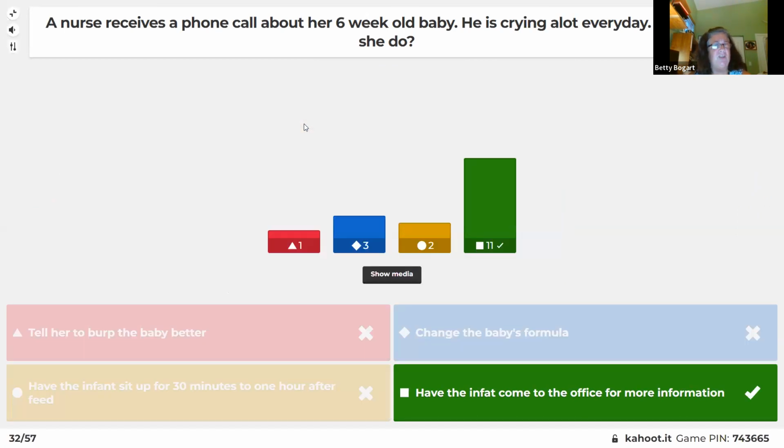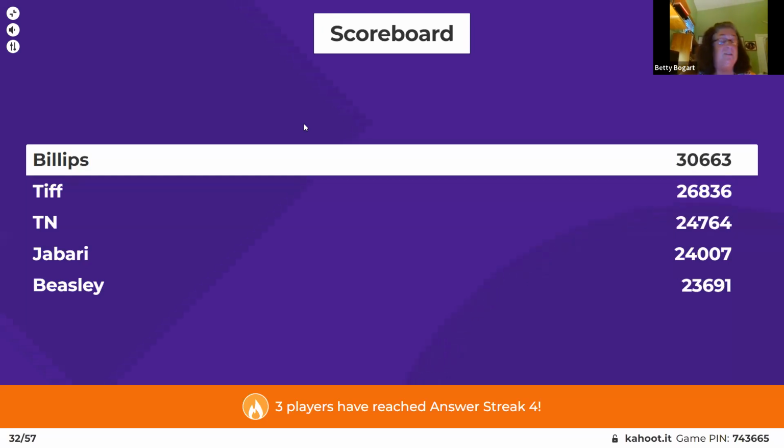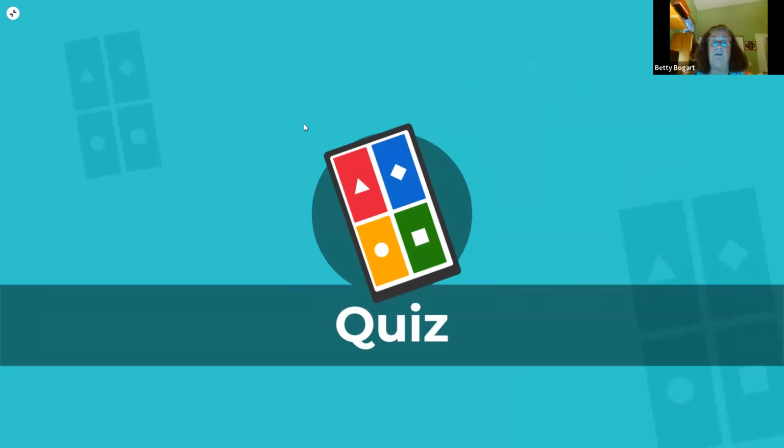So this child, 6 weeks old, is at a very tender age. These children have no immune systems and so many things could be going on. That child needs to go to the doctor's office for some more information because it could have other things going on. So we can't just say to burp or change formula. No, the baby needs to come in, needs to be examined to make sure it's not maybe something going on with the belly. There's a lot of GI stuff that can occur.